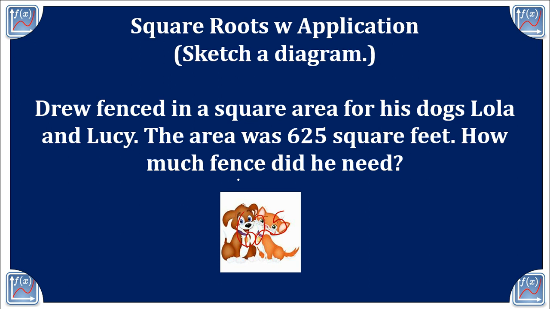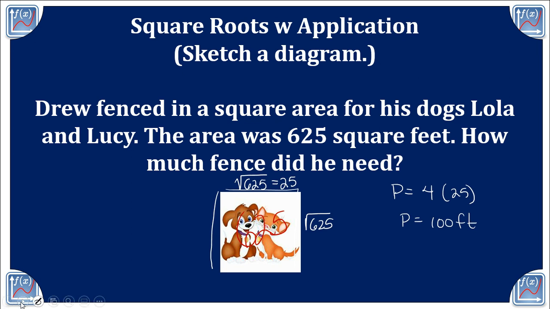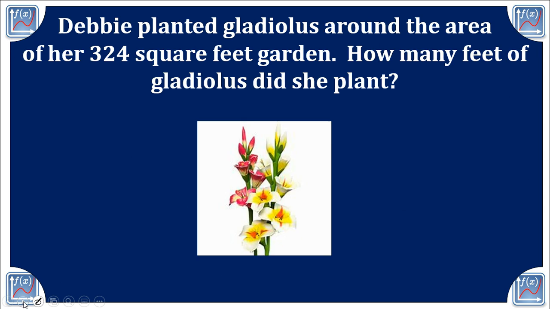So if the area is 625, the side is the square root of 625. And we want to know how much fence, which is the perimeter of this square all the way around. So the square root of 625 is 25. So there's 25 feet going all around the square. So perimeter is going to be 4 times 25 feet. So the perimeter is 100 feet of fence. So remember, perfect squares represent the area of a square. And to find the length, you take the square root.